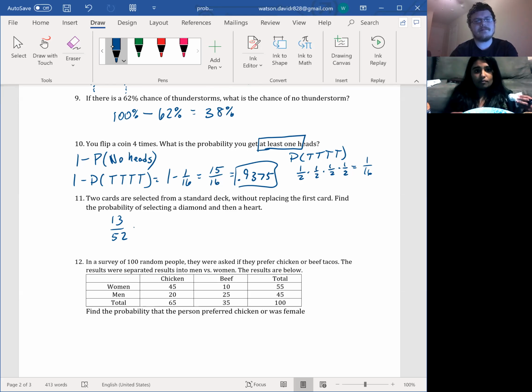And means multiply. Okay, it says without replacing this. So that means you're taking out a diamond. So there's still 13 hearts, but now there's only 51 cards.